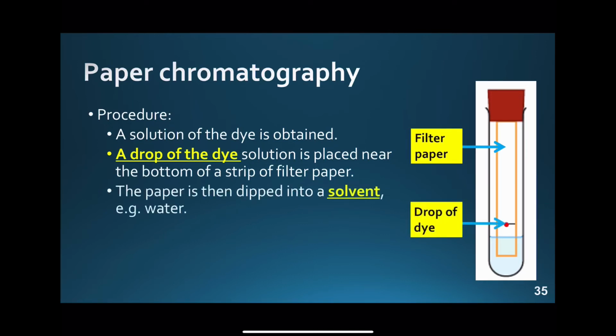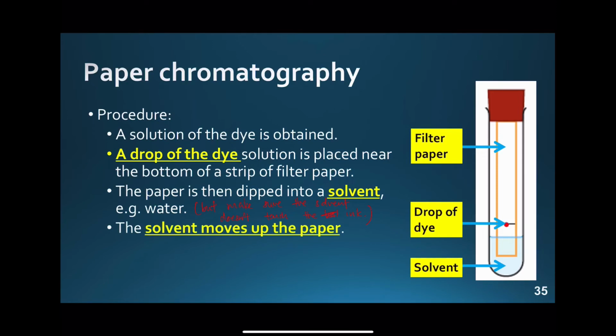Then place the filter paper within a solvent, but make sure the solvent doesn't touch the ink. Why? Because we don't want the solvent to actually dissolve the ink. Then the entire ink will just smudge, and you don't get any separation. So what this technique does is it allows the solvent to be slowly soaked up, and it will move up the entire filter paper. That's the idea of this technique.